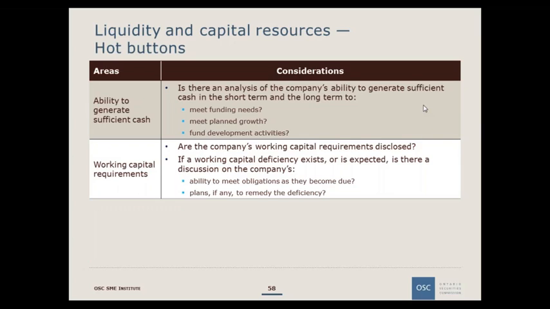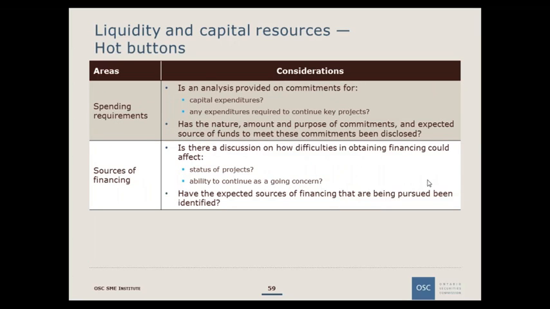For your working capital requirements, do you have a deficiency? If so, how do you plan to address it? For your spending requirements, do you have payments coming up for capital expenditures, inventory, or milestone payments? What payments are necessary to keep your properties or licenses in good standing? For your sources of financing, have you obtained it? What sources are being pursued?